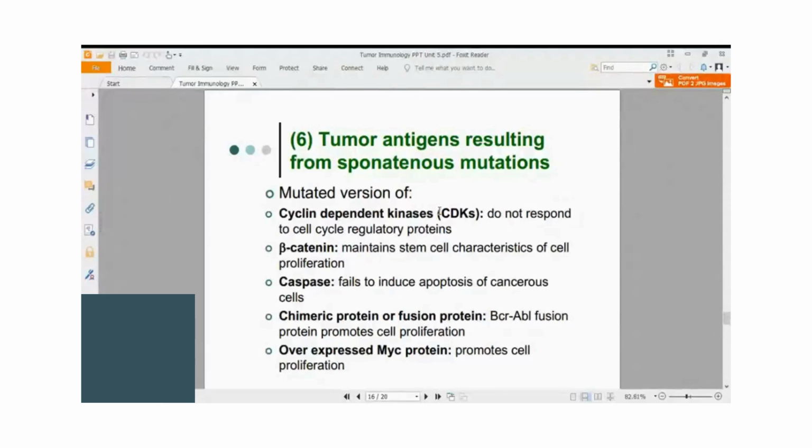Now, why do they undergo such change? It is because of the spontaneous mutations in them. The spontaneous mutation means it is a different protein, and a different protein means it has to be recognized on class 1 MHC.